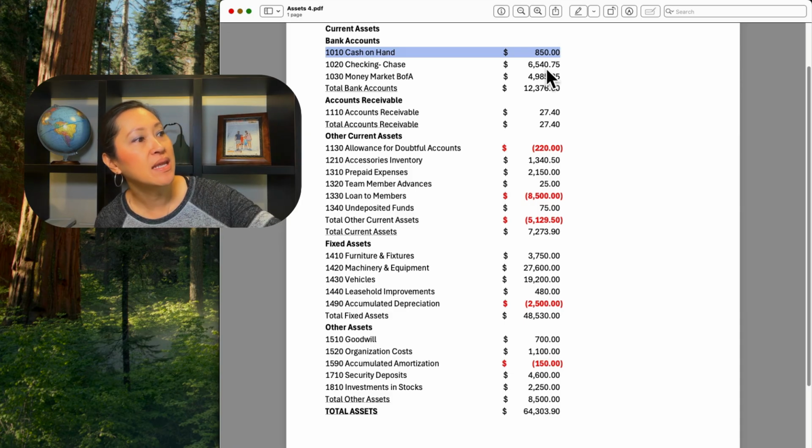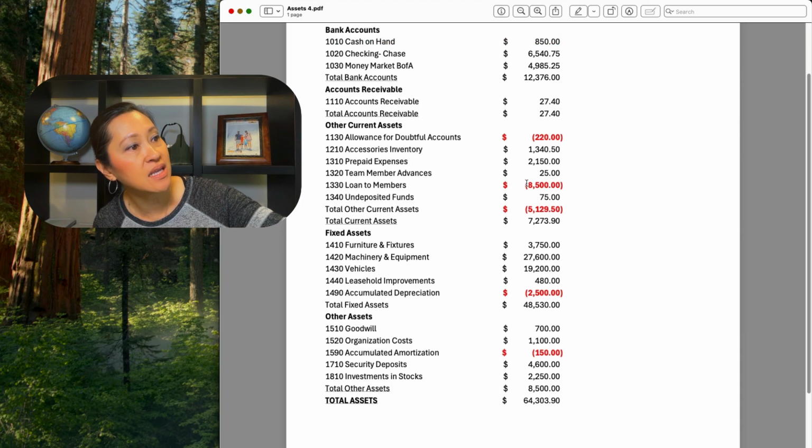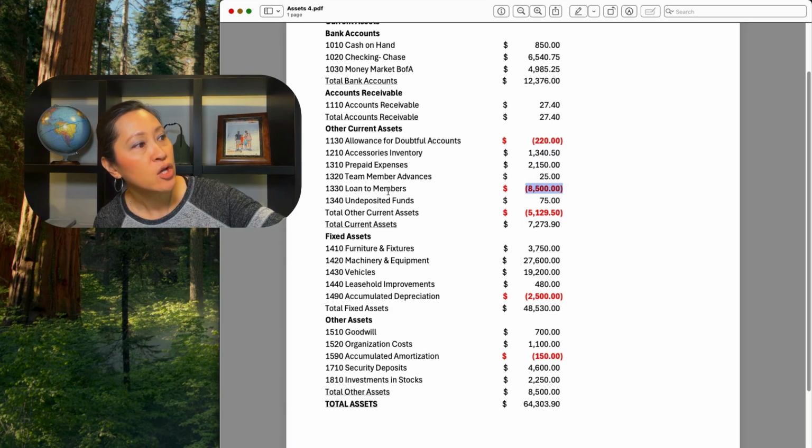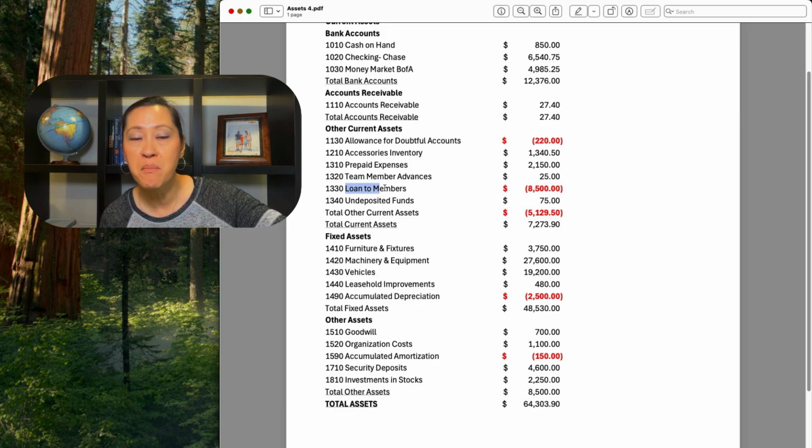Next, I immediately see a negative balance in other current assets. Normally, the only account that should be negative here is allowance for doubtful accounts. But here we have a negative $8,500 in loan to members. This is a red flag.